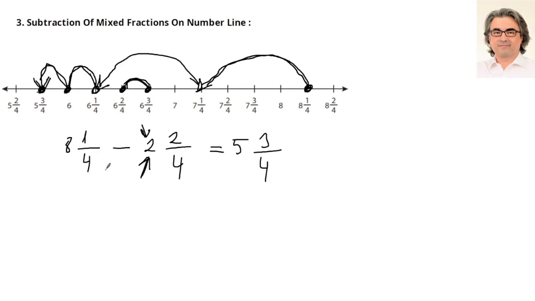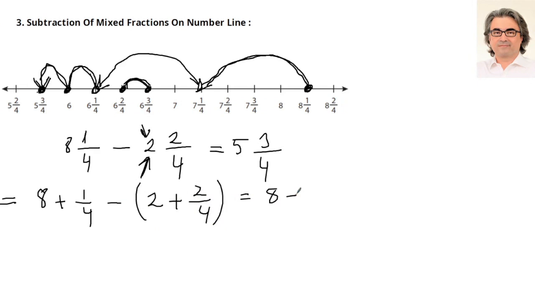How about the algebraic method for this without the number line? Now we know the meaning of a mixed fraction. 8 and 1 over 4 means 8 plus 1 over 4. And what about 2 and 2 over 4? The same meaning, of course. Minus 2 and 2 over 4 means minus, 2 plus 2 over 4. After that, 8 plus 1 over 4, and we make the distribution operation. Minus 2 minus 2 over 4.